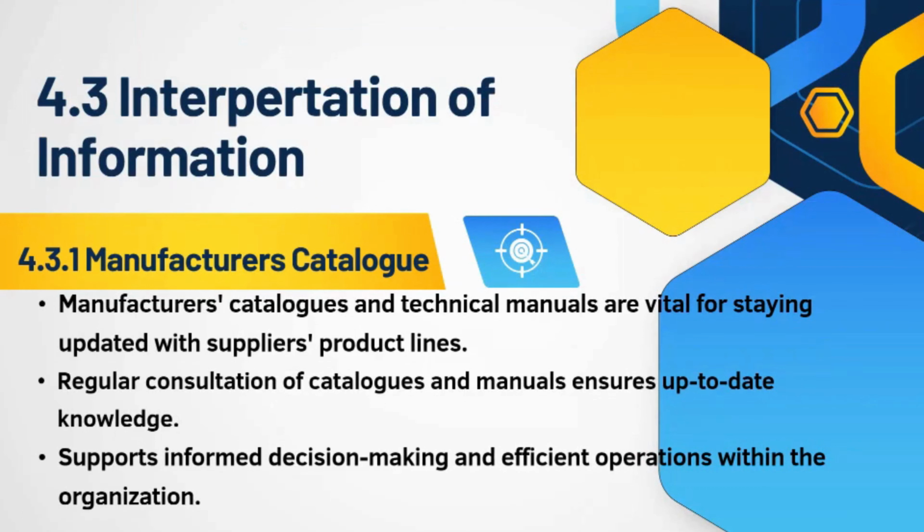Okay, so for 4.3, interpretation of information, manufacturer's catalog. Manufacturer's catalogs and technical manuals are vital for staying updated with suppliers' product lines. Regular consultation of catalogs and manuals ensures up-to-date knowledge, supports informed decision-making and efficient operations within the organization.